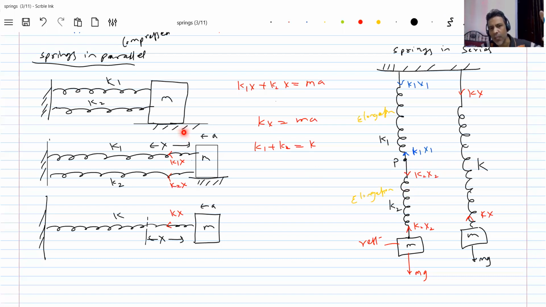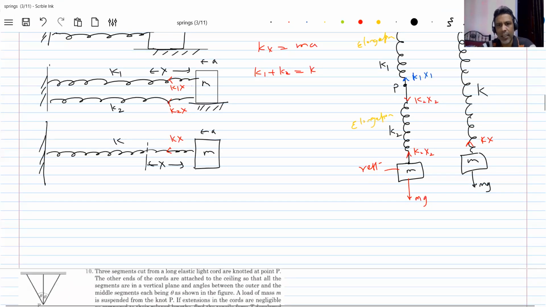Earlier I took the help of acceleration. Here I should take the help of the displacement of the block. What action are these two springs performing on this block? The same action this one equivalent spring should perform on the block. What action here? The displacement. Got this idea now. So therefore, first, what you can write here is K1 X1.